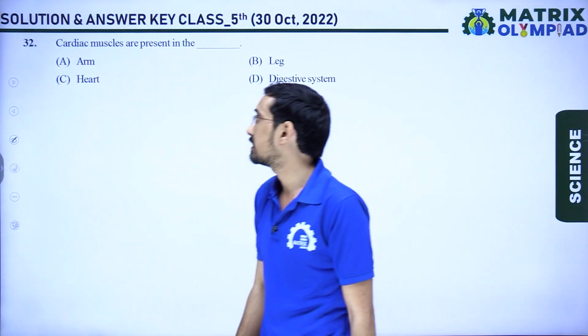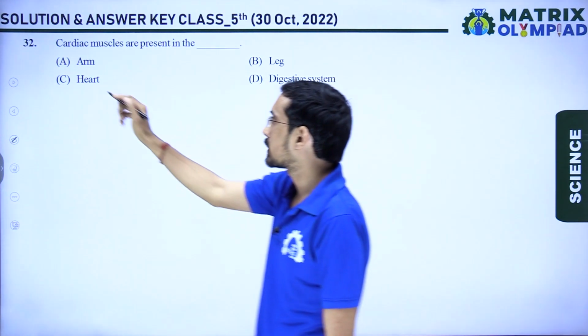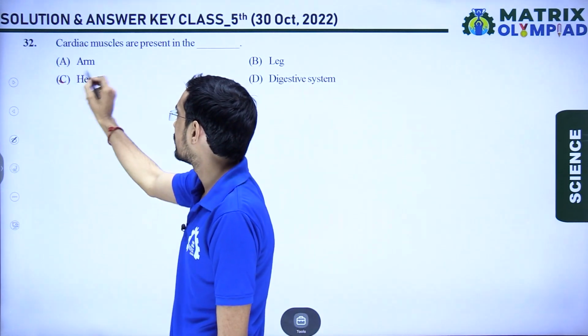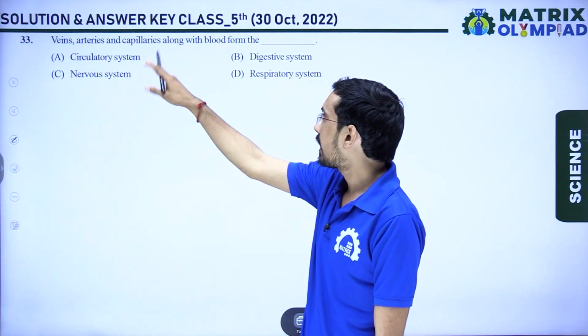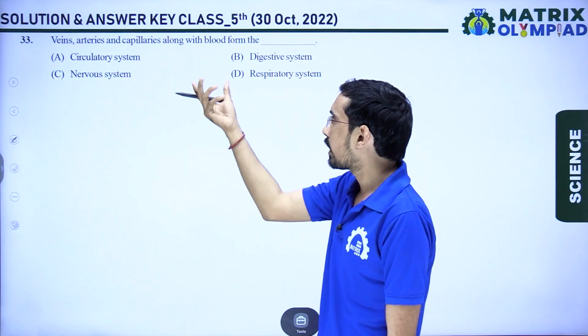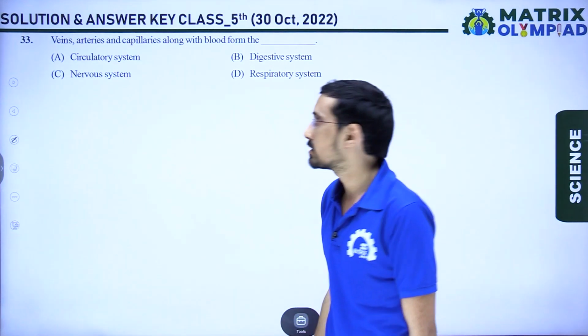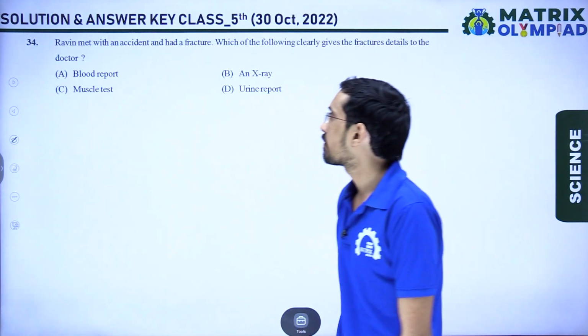Next question is, cardiac muscles are present in. C option is the most appropriate: heart. Next question is, veins, arteries, capillaries along with the blood form the, all are the part of circulatory system. Option A is correct. Next question.